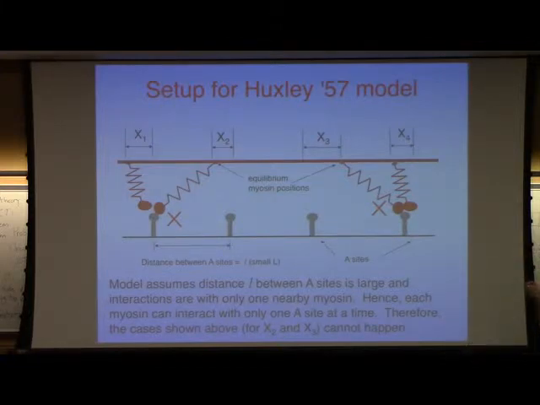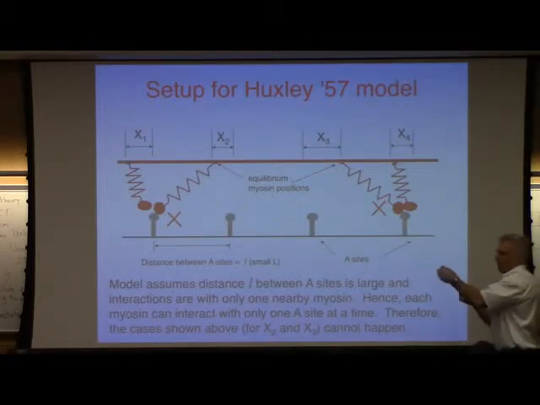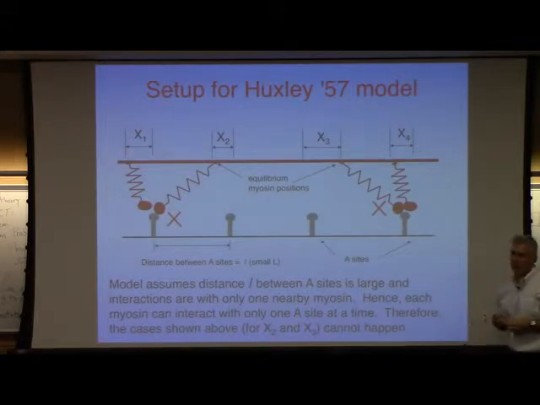So these lengths are important for a couple of reasons. One is that we don't want to consider this case where we have two myosins competing for the same A site. So this case doesn't happen, this case doesn't happen. Each A site really has one myosin that's in the range or in scope that you interact with.